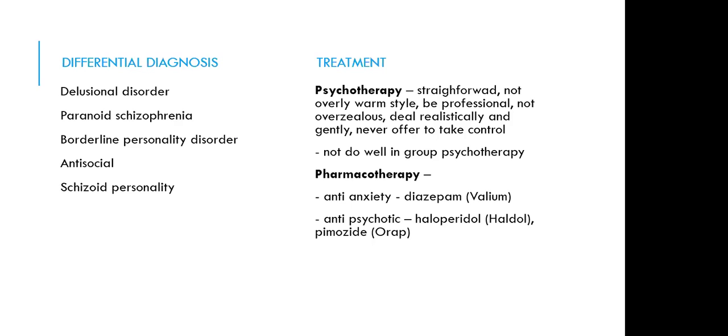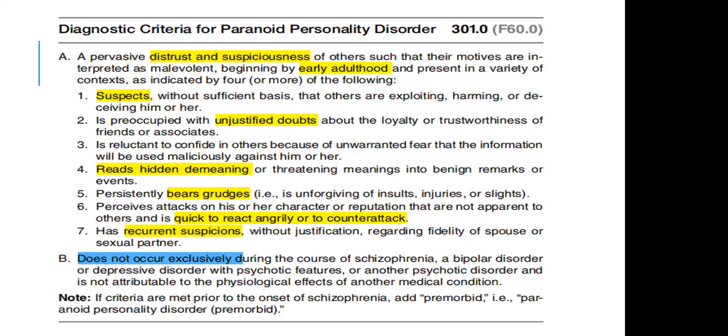So paranoid personality disorder, like I already explained before, is indicated by 4 or more of the following. And then the criteria state that it shouldn't occur exclusively during the course of another psychotic disorder and shouldn't be attributed to another medical condition.